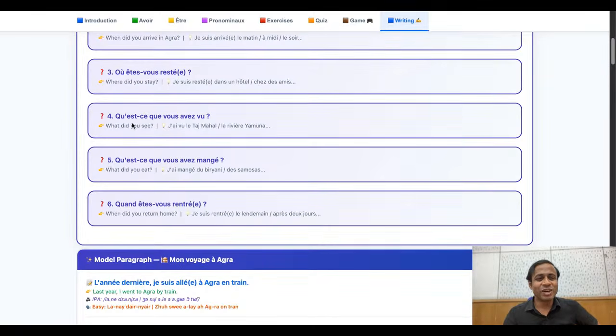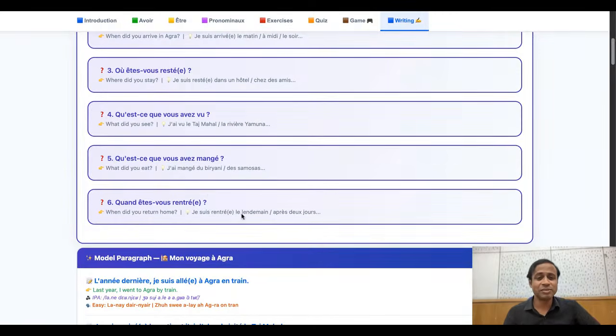Okay, now, qu'est-ce que vous avez vu? Okay, this we have done. Now the fifth number, qu'est-ce que vous avez mangé? If you are going somewhere, you are going to eat something. So how can you write it? I ate this. J'ai mangé du biryani. J'ai mangé des samosa. Okay, these are Indian food items. J'ai mangé du biryani, des samosa.